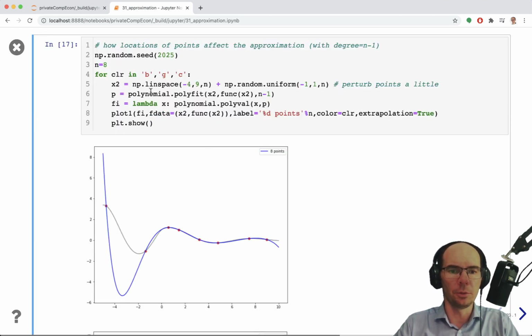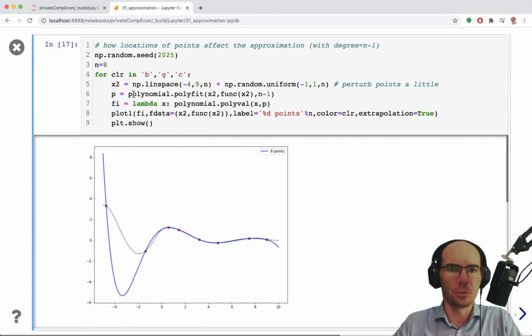And here we have a loop again, but now inside of the loop we are perturbing the points of the grid by adding a random component to them, and as you can see, it's a small fraction of the interval. They're allowed to wiggle between -1 and 1 a little bit, and then we approximate with a polynomial again, creating the approximating function and plotting it. So the number of points is going to be 8 everywhere, but let's look at the differences in this picture.